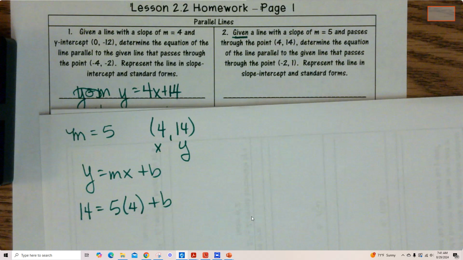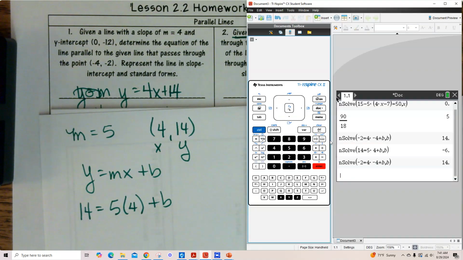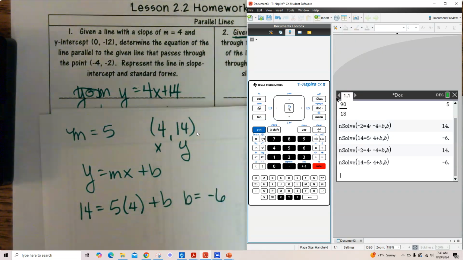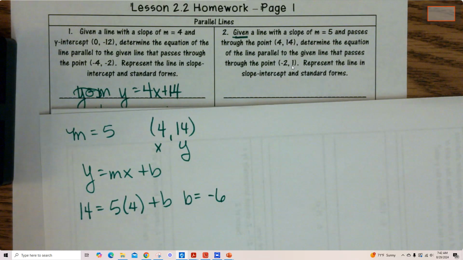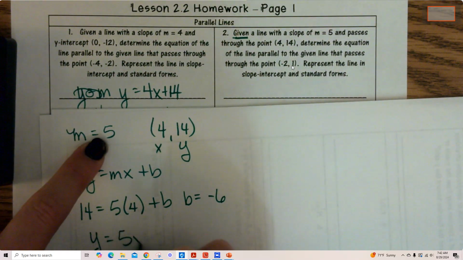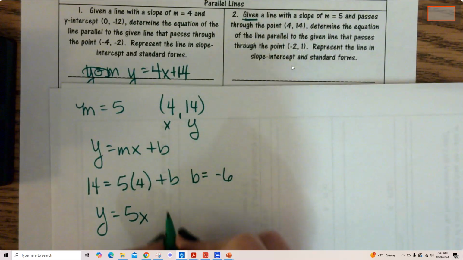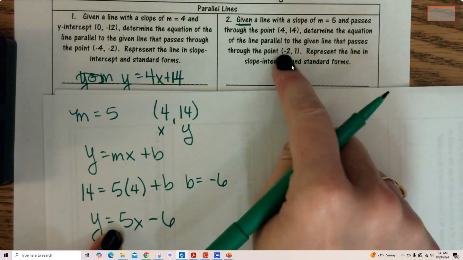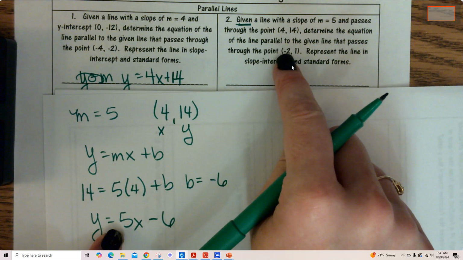Again, I can use the calculator. I can do menu 3-1, type it in, comma b, and I know that my b value is -6. So my given line for number 2, slope is 5, y-intercept is -6. From here, I need to find the line that's parallel and goes through this point.